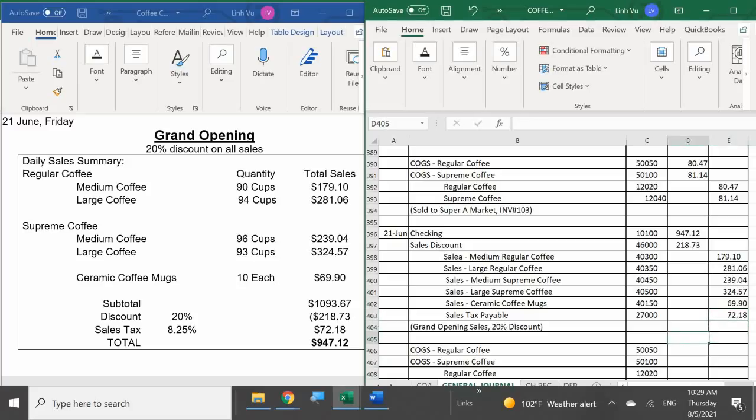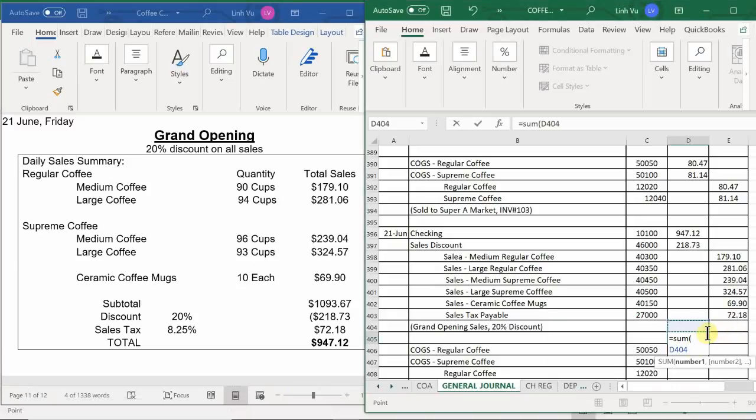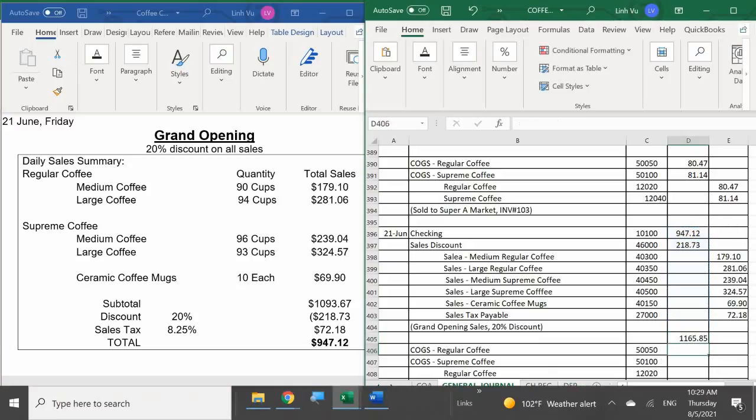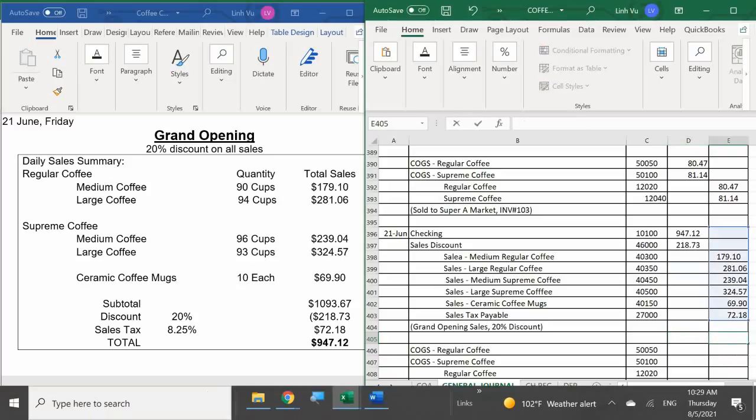Okay, so let's go ahead and double check our debits match our credits here. Did I hit the record button? I don't think I did. Yes, I did. Wow. Okay, so I have 1165.85 on the left side, 1165.85 on the right side. So good, my columns match.